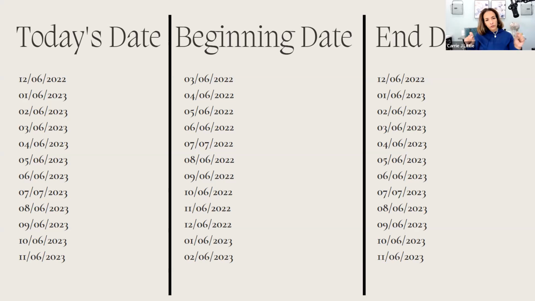So I can go to either of my MLSs, and I would put in the beginning date. So you have to figure this out. Go take the MLSs in your market. So my beginning date would be March 6, 2022. The end date would be December 6, 2022.